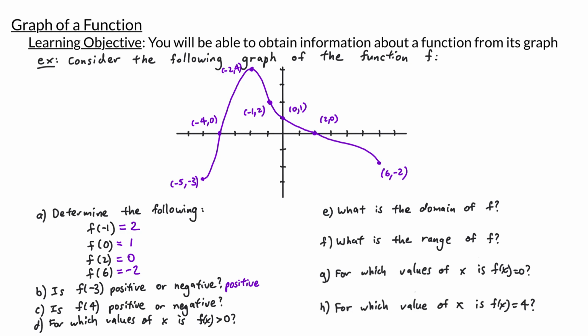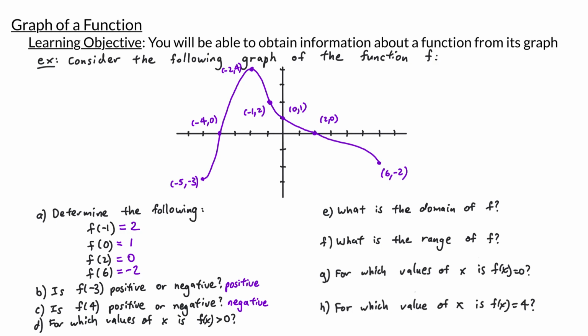In part C, we want to determine whether f of 4 is positive or negative. f of 4 is the output of my function when the input is 4. So we want to figure out the y-coordinate of our function when the x-coordinate is 4. So looking at our graph, again, there's no specific point labeled on our graph, but f of 4 seems to be about here. The point here has a negative y-coordinate because this point is below the x-axis. So f of 4 should be a negative number. We don't know what the specific number is, but it's negative.